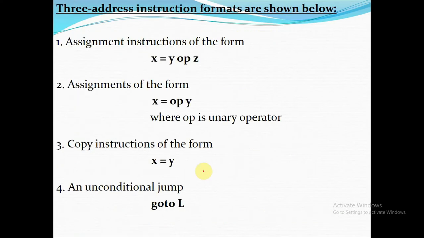Next, 3 address instruction formats. While writing 3 address code, you have to follow certain instruction formats. We will see them one by one. First one, assignment instruction of the form x equal to y operator z. Here the operator is a binary operator, something like x equal to y plus z. So I can write this kind of statement in 3 address code.